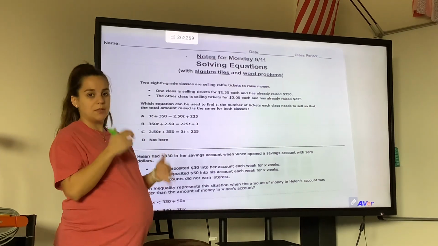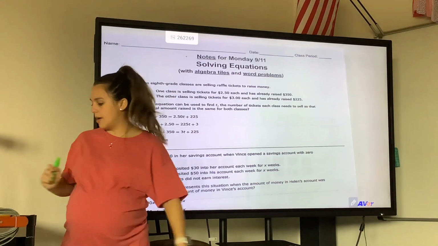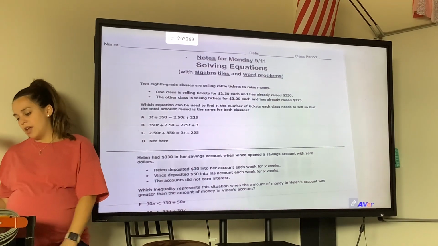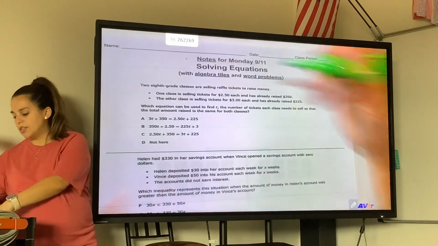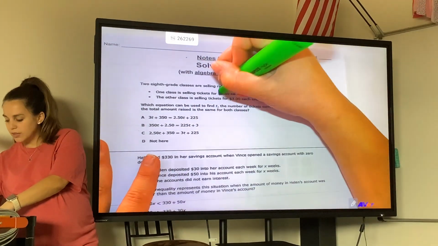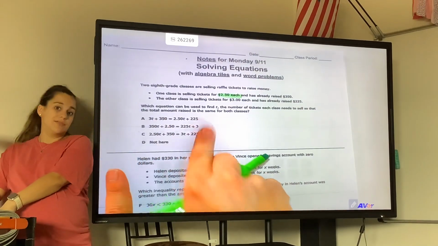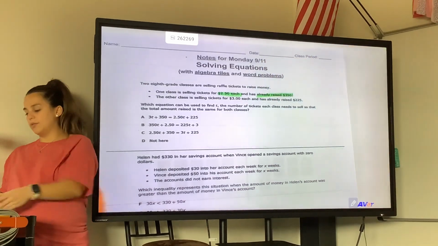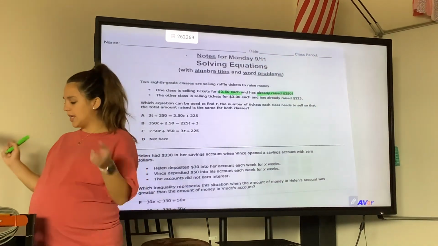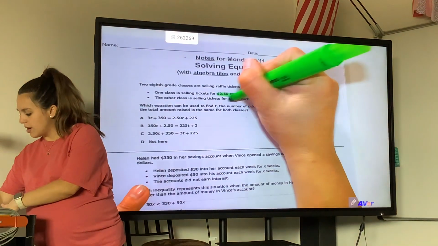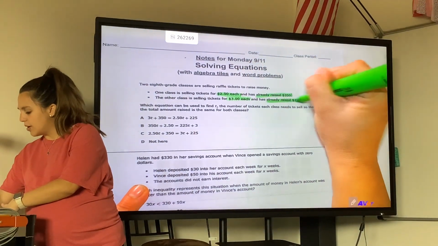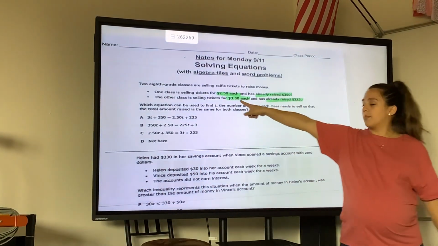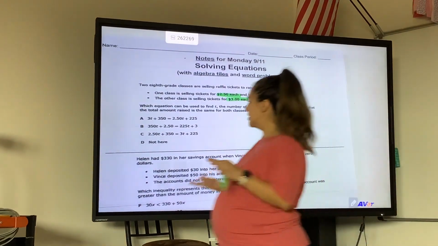I like highlighters because it helps me see what I'm reading a little bit more. It says two 8th grade classes are selling raffle tickets to raise money. One class is selling tickets for $2.50 each. That's probably important. I can tell because I see some $2.50 down there in the answer choices. And it says they have already raised $350. Cool. The second class is selling tickets for $3 each, and they've already raised $225. So they haven't raised as much money, but their tickets are going to be selling more. It kind of balances it out, I guess.